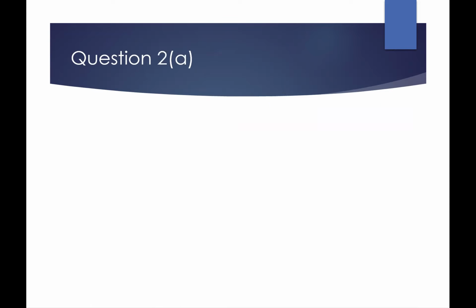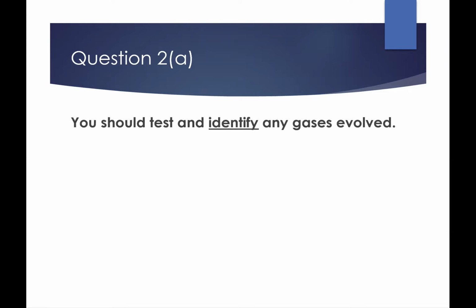Okay, number 2 is the qualitative analysis question. And remember the kind of substance that you're given. There are 2 test tubes, one of R, one of S, and you are going to perform a series of tests on both R as well as S. For this kind of question, there is always a statement asking you to test and identify the gases evolved. Therefore, you have to really identify the gases because it is part of the requirement of this particular task.